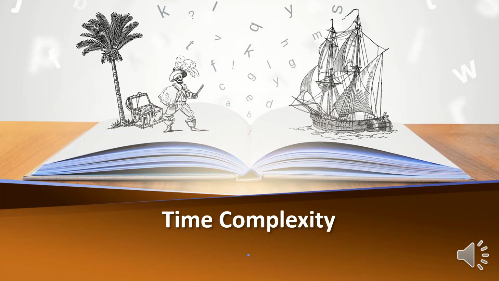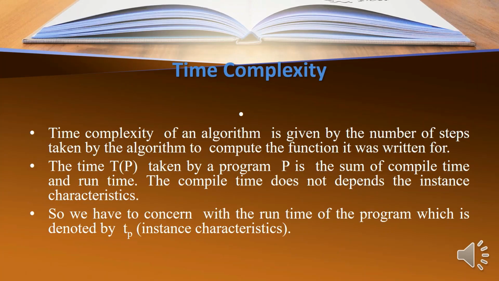Hello everyone, in this video we'll learn about time complexity and some examples related to it. Time complexity of an algorithm is given by the number of steps taken by the algorithm to compute the function it was written for. Normally the time complexity is written as T of P, where P is any problem or algorithm you are going to take. The time taken by a program P is the sum of compile time and the run time.